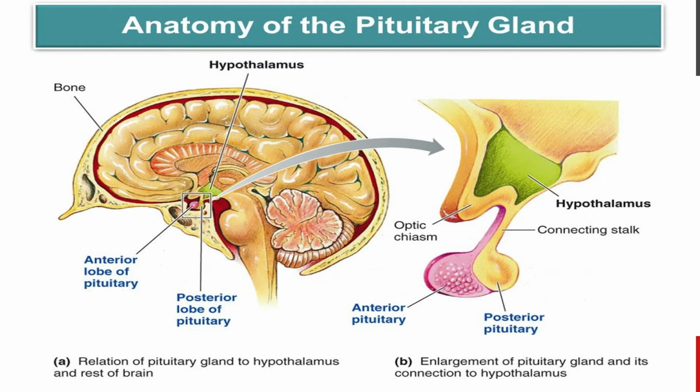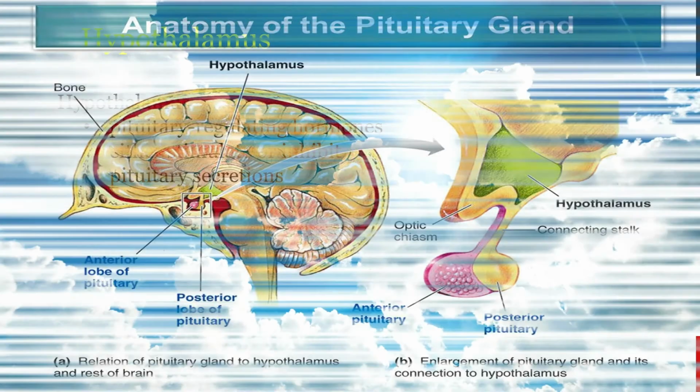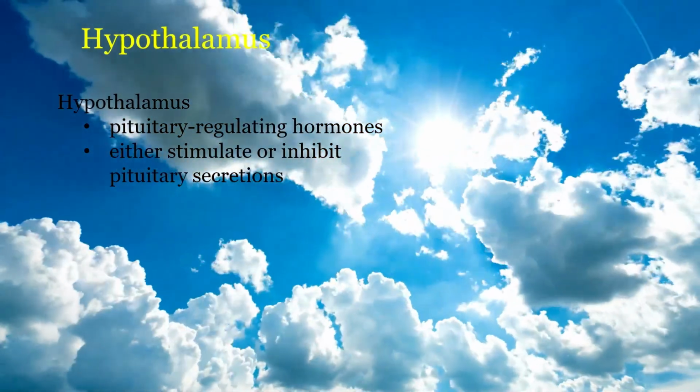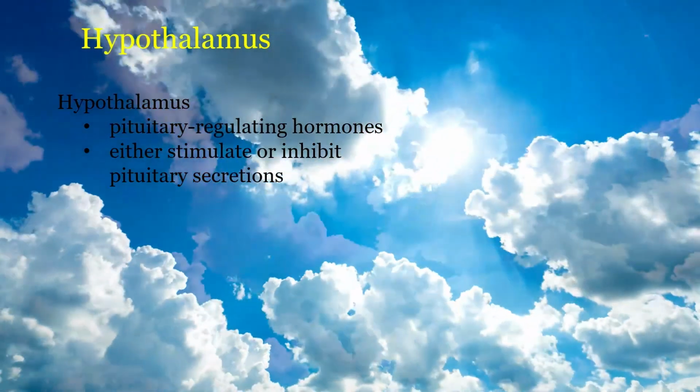Here we have the hypothalamus. It's superior to the pituitary. The pituitary sits in the sella turcica of the sphenoid bone in the skull and is divided into anterior and posterior portions based on how the hypothalamus communicates with it and what hormone each release. The hypothalamus regulates the pituitary gland by either stimulating or inhibiting hormone release from it.